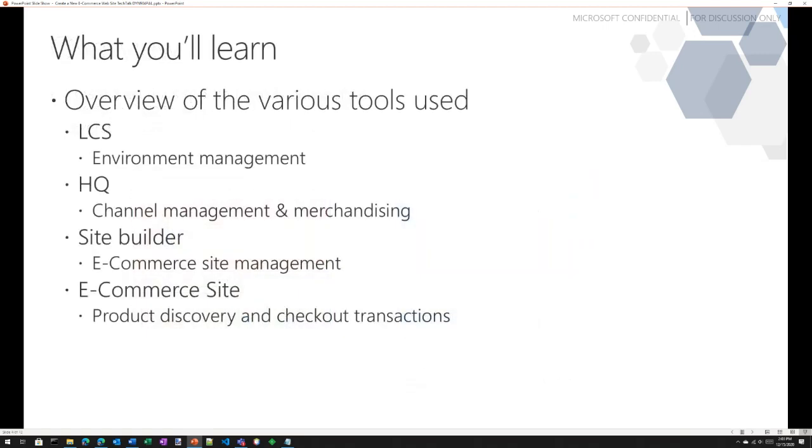So the things that you're going to learn here, you'll get an overview of the 3 main tools. Again, I'm not going to be deep diving, especially not into LCS, but I will be going a little bit deeper into HQ and Site Builder, but not super deep. So we'll start out with LCS and then HQ, which another term is headquarters, where we'll do our channel management and merchandising. I'll then switch over to Site Builder tool. That's where you'll manage your e-commerce site. And then finally, we'll take a look at the e-commerce site that is our final output.